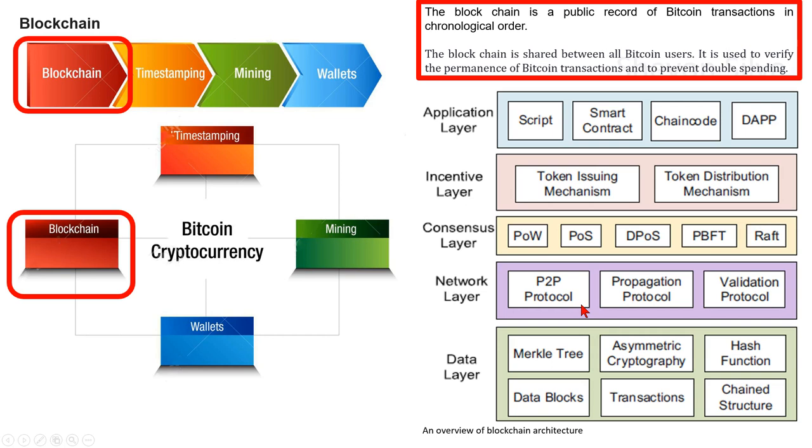P2P protocol describes the mechanism that a node discovers and connects with the other peers when it starts for the first time. The protocol describes the strategy that a node updates its connections to new peers when the connected peers are offline. Also, the protocol describes the mechanism that a node synchronizes its local data from other peers.